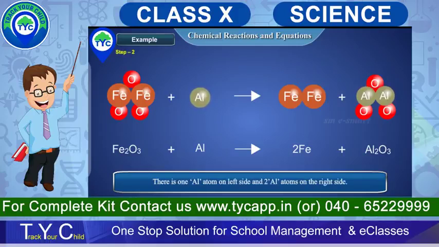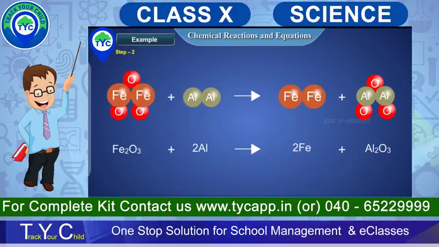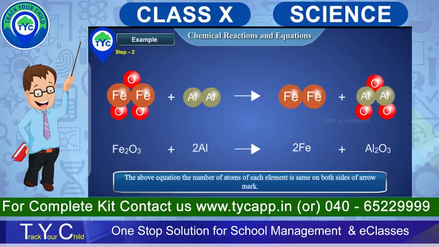There is 1 Al atom on the left side and 2 Al atoms on the right side. To balance Al atoms on both sides, multiply Al by 2 on the left side of the arrow mark. Fe2O3 plus 2Al gives rise to 2Fe plus Al2O3. In the above equation, the number of atoms of each element is the same on both sides of the arrow mark. This is a balanced chemical equation.